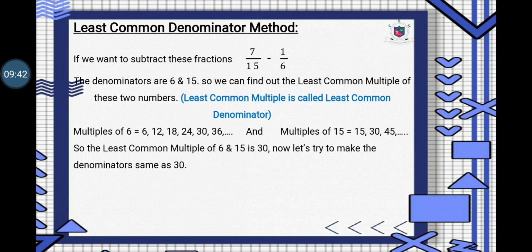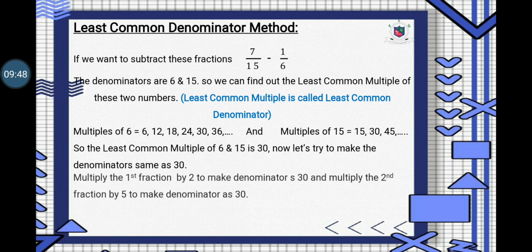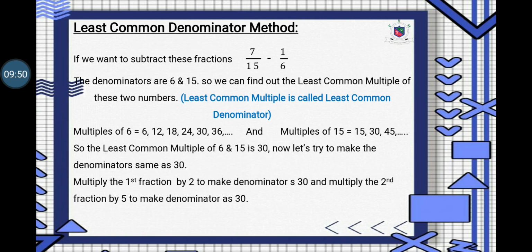So here the least common denominator of 6 and 15 is 30, so it means we have to make the denominator 30. So multiply the first fraction by 2 to make the denominator 30, and multiply the second fraction by 5 to make the denominator 30, and then you can solve the question.